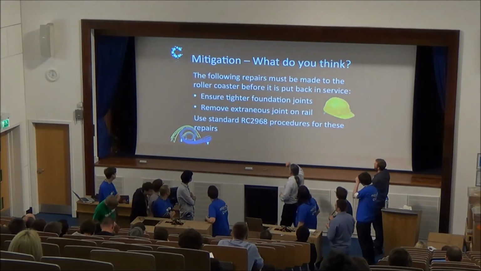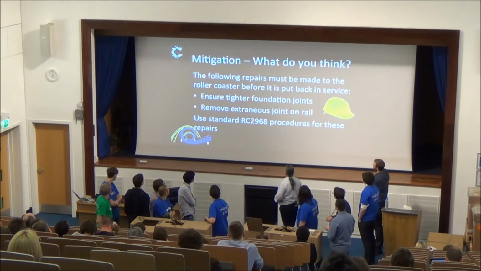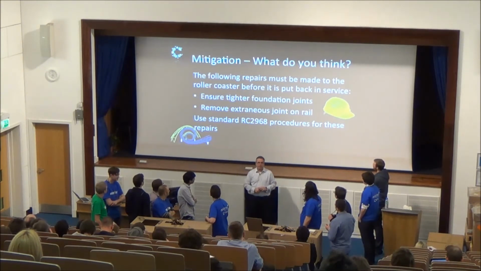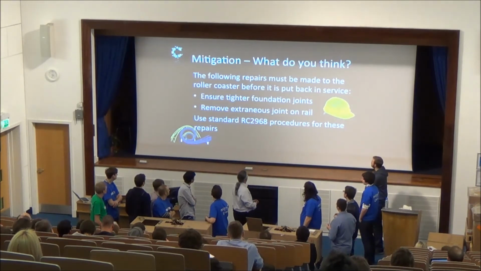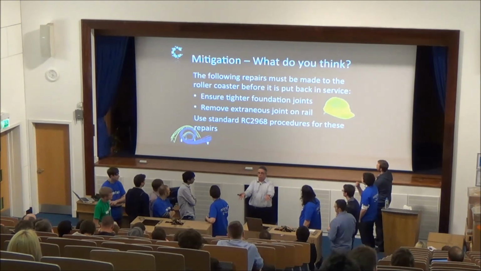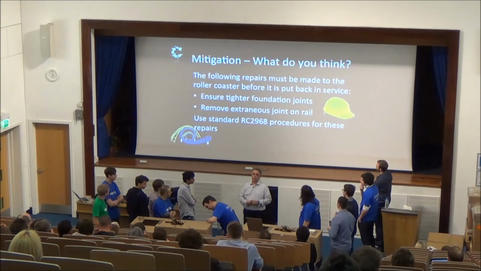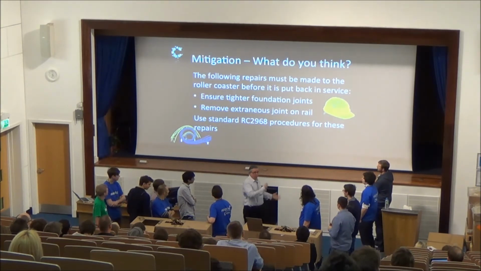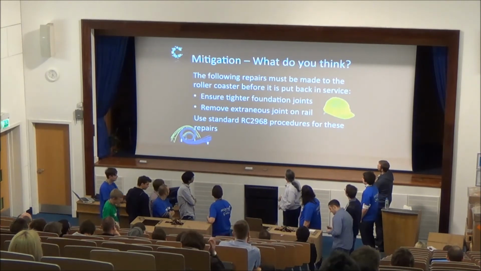So the recommendations that come along with that, though, say this: ensure tighter foundation joints, remove the extraneous joints on a rail, and they even give us a standard to follow when building our roller coaster joints. What do you think? I mean, if I gave that to you, could you do that? Assuming they point out which joint is extraneous. I mean, that's actually not so bad. You could go do that. Tighten stuff, take something off.